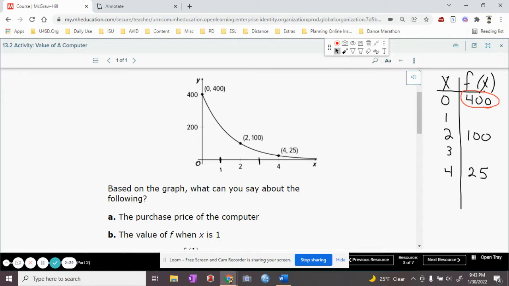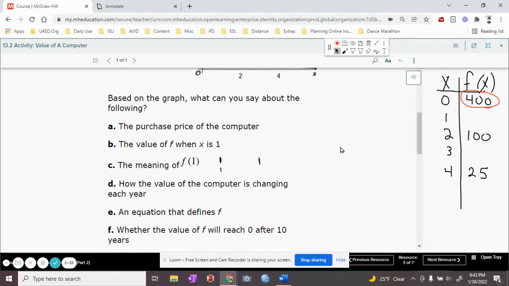Okay, so let me scroll up here and get rid of these marks. So if this is 400, 2 years later we're at 100. We know this is an exponential function. So can I figure out what this should be in year 1? If you notice, we have a gap between our 400 and the 100. So how many times do we use our multiplier here?